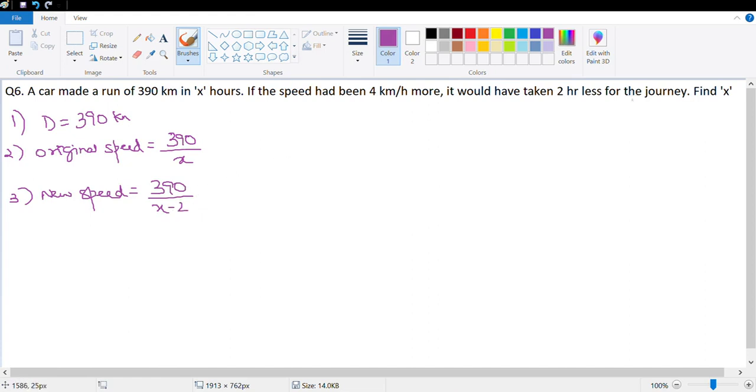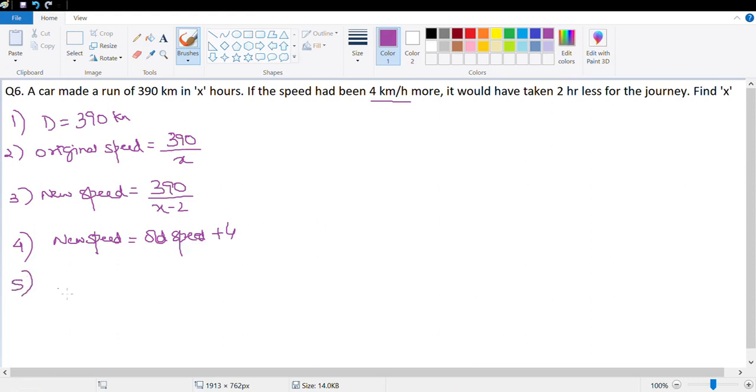That's correct. New time is x minus 2. What's given is the speed is 4 kilometers more, which means new speed is equal to old speed plus 4. Yes, that's correct. New speed is equal to old speed plus 4.